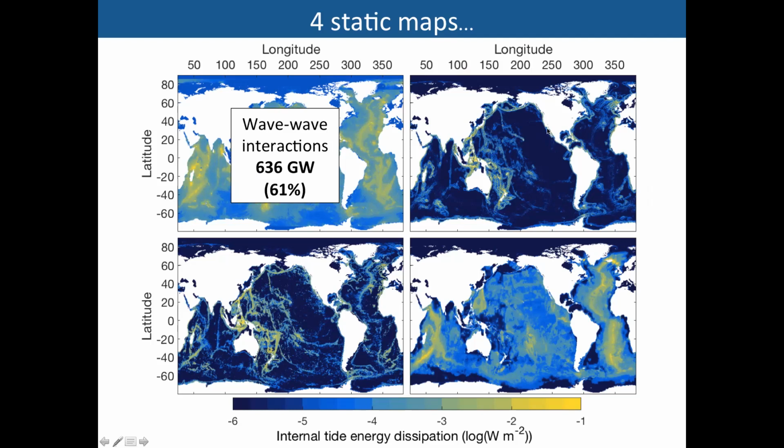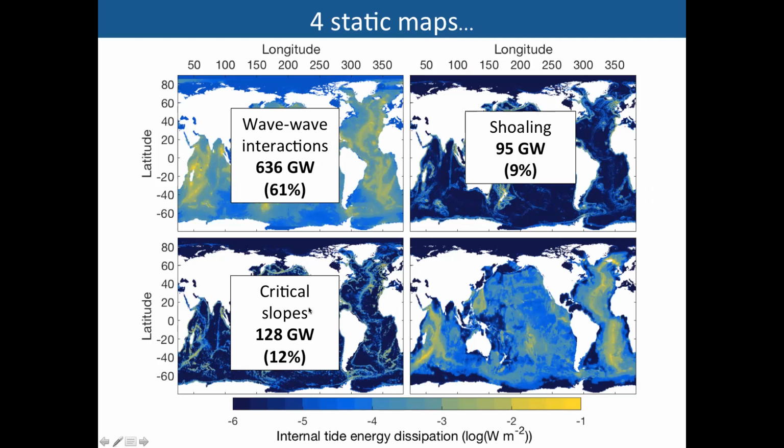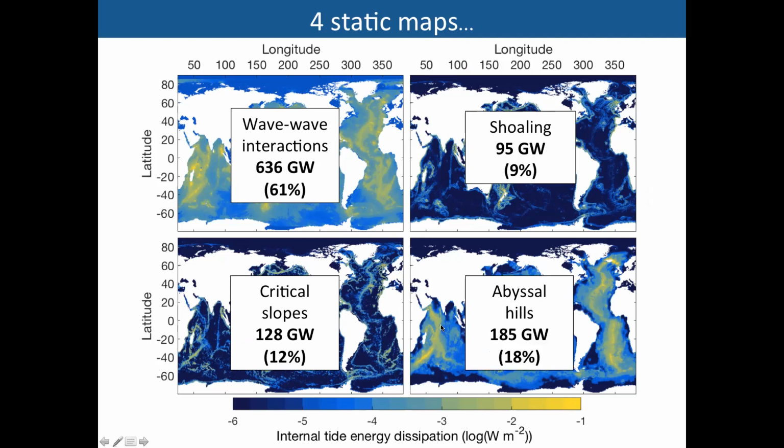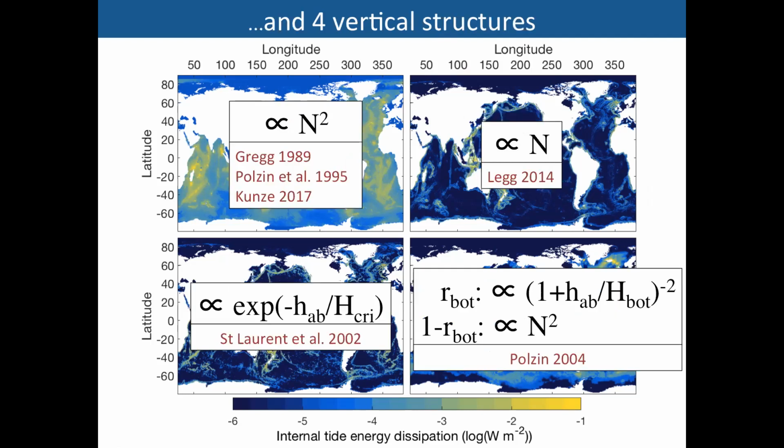On the top right, you have dissipation on the continental shelves mostly. So this is shoaling. At the bottom left, dissipation mostly at the steep continental slopes. This is the dissipation due to critical slope interactions. And at the bottom right, you have dissipation mostly above the rough mid-ocean ridges, and this is the scattering by abyssal hills.